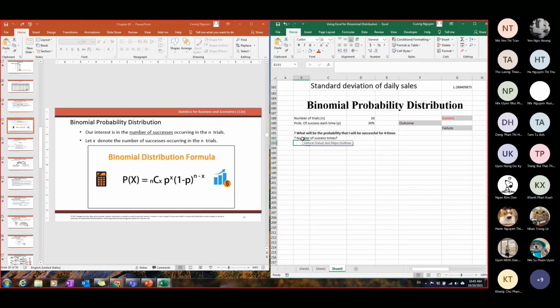But how many possible outcomes? If I try 10 times and each time I can succeed and each time I can fail, what would the outcome be? How many times? The question is the number of successful times. It could be up to 10, okay? But could it be 0? Yes. Maybe all 10 times I fail.